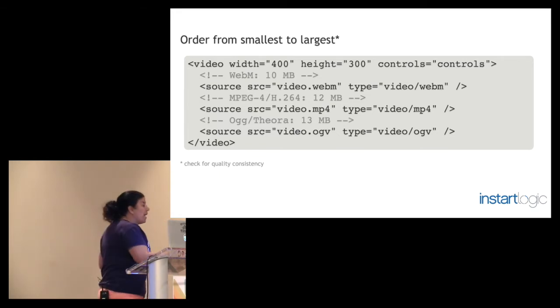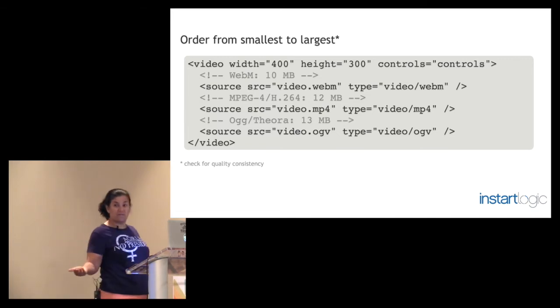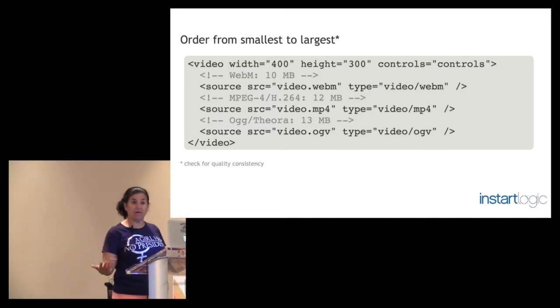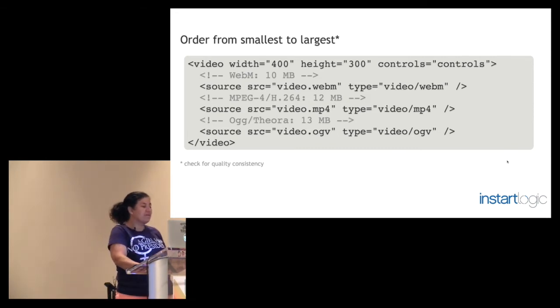Caveat here, do check the videos, because you can minimize an OGV down to like 1 meg, but you've lost so much quality that you still want a good experience. So do check for consistency, but do put it in order of size. That's like a tiny little change that can make a big difference.